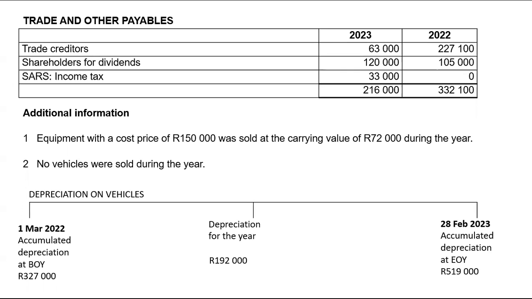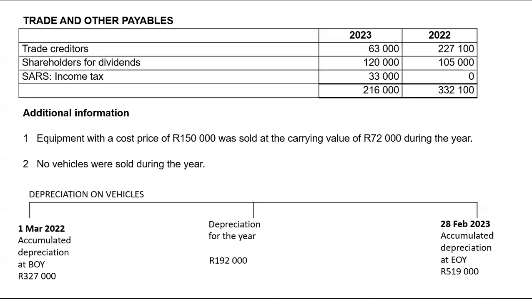Remember, trade and other payables relates to us owing the creditors. So if we owe them more, it means that we did not pay them in the current year. If we owe them less, it means we paid them in the current year. So if we owe them more, it means we saved cash by not paying them, by buying things on credit and using cash for other things. I will have to exclude sales income tax as well as shareholders for dividends. So I only have trade creditors.